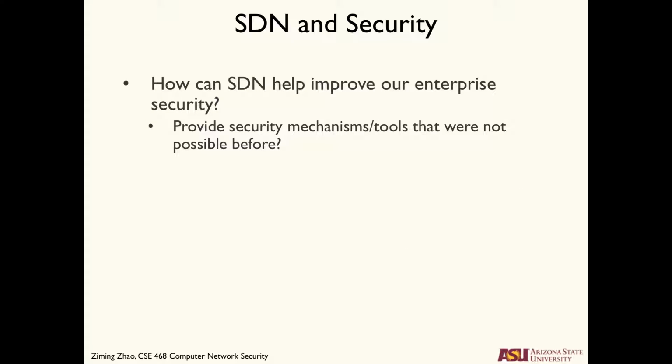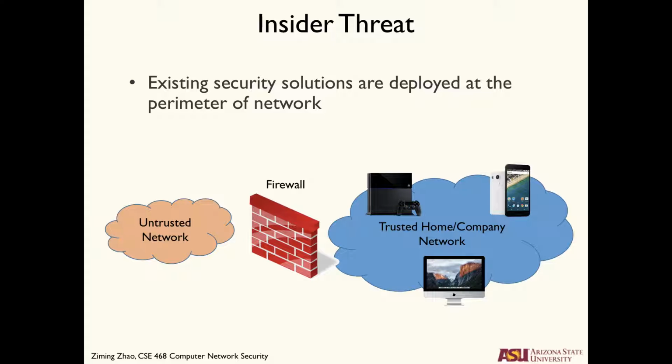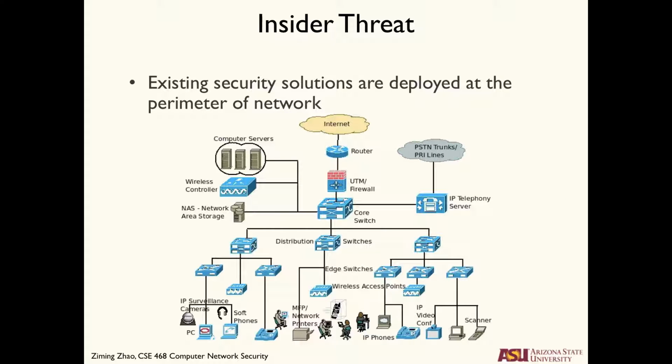So first, how we can use SDN to help improve our enterprise security. Previously, we talked about the firewall and the intrusion detection system. One problem of those systems is that right now we can only place them at the boundary of the network, the perimeter of the network. Like your home firewall, you only have one firewall built into your router, which connects your home network to the internet. And for companies, even large companies, it is the same. This is a large corporation, and they have a firewall here to connect the whole intranet to the internet.